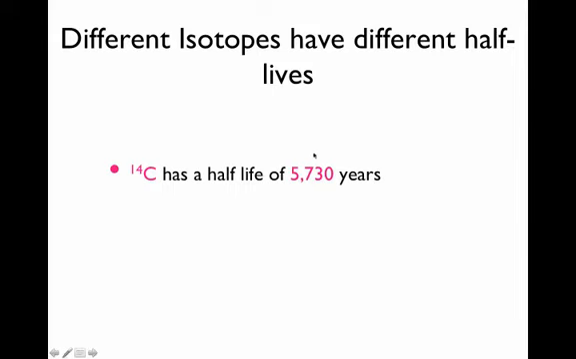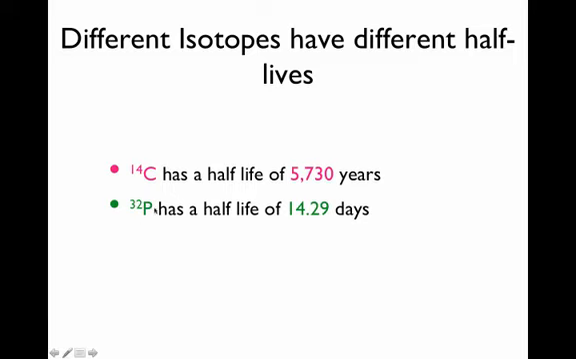And this number, 5,730 years, is specific to carbon-14. That's how long it takes for half of the carbon-14s to decay on average. But that's not true for other isotopes. As an example, P32, a radioactive form of phosphorus, has a half-life of about 14 days, so about 2 weeks.